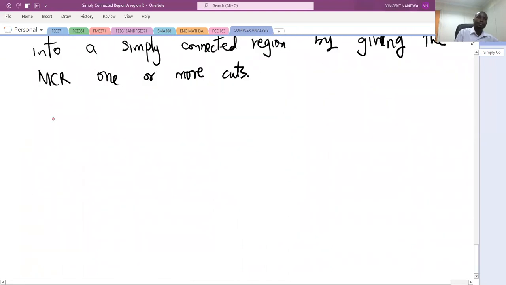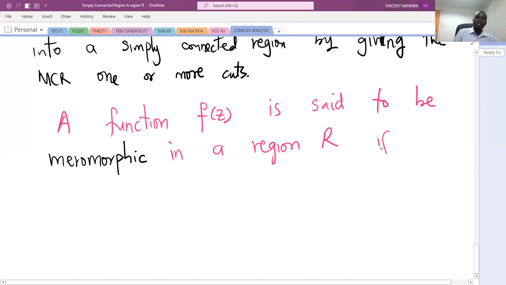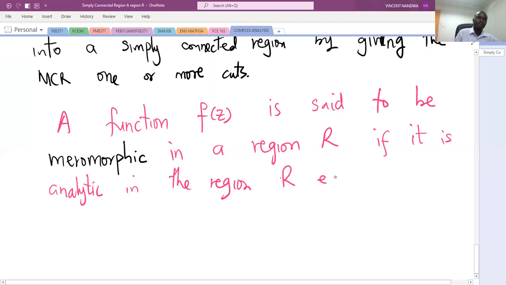And then number two, a function f of z is said to be meromorphic in a region R if it is analytic in the region R except at a finite number of poles.